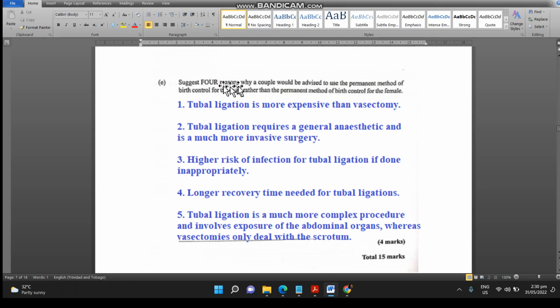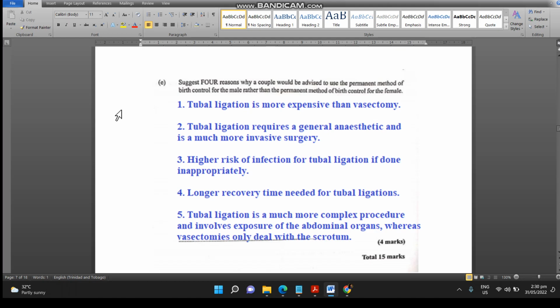And suggest 4 reasons why a couple would be advised to use the permanent method of birth control for the male rather than the permanent method of birth control for the female. Well, I just described that the one for the male is a vasectomy, and it is a pretty non-invasive surgery. They just make a small incision in the scrotum, they numb the area, of course, and they cut a tiny piece out of the sperm duct and they tie off the ends. Basically it prevents sperm cells from coming out when ejaculation occurs.